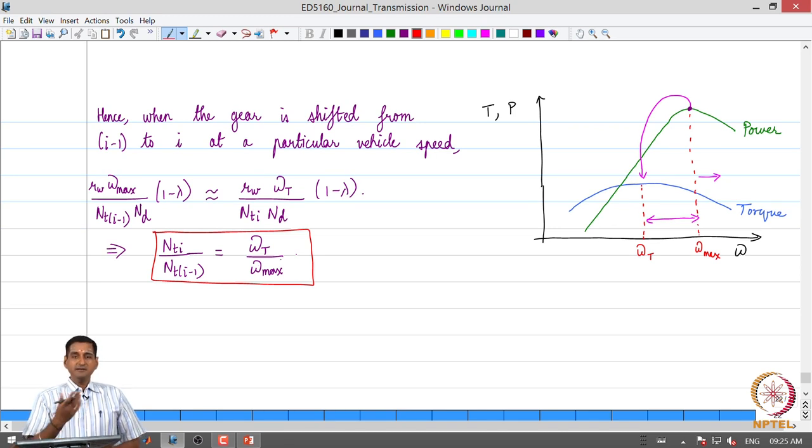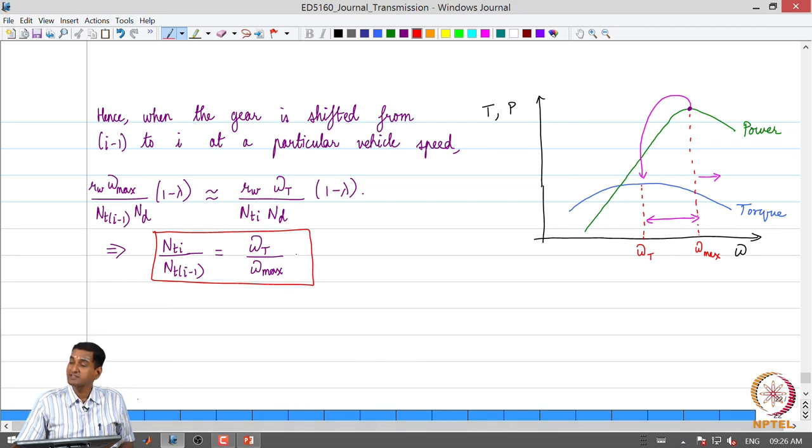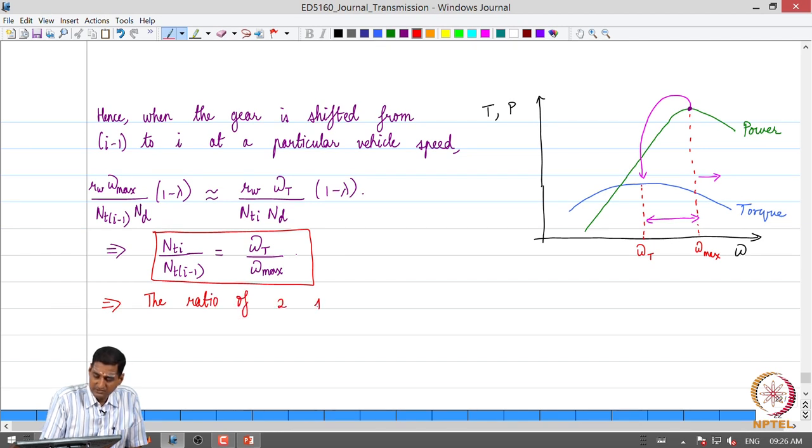So we are typically given an engine, right? We know these rated speeds, that is the speed at which we get the rated torque and the speed at which we get the rated power. So omega t and omega max are known to us. So what does this give us? For any given I in the gearbox, the ratio of two successive gear ratios will be the same. So this implies that the ratio of two successive gear ratios is the same. Okay, any two, right?